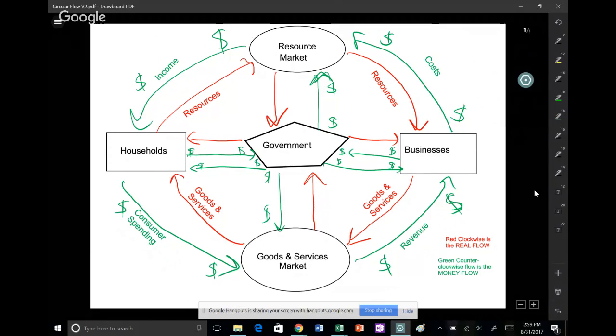All right. And so the definition for the money flow is that it shows financial transactions, or money transactions, in the private sector. It shows where households are receiving money in exchange for hiring out resources. It shows where businesses are paying the money costs of employing resources, and so on down the line. So the money flow is showing all of those currency or money transactions, financial transactions.